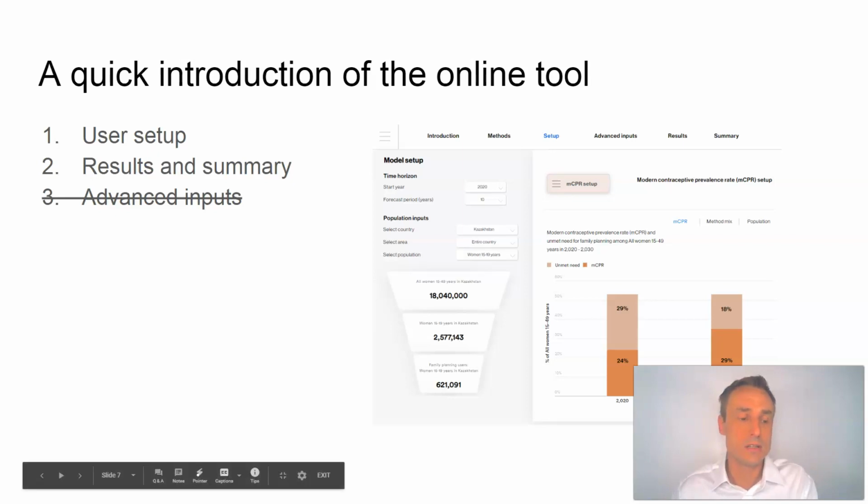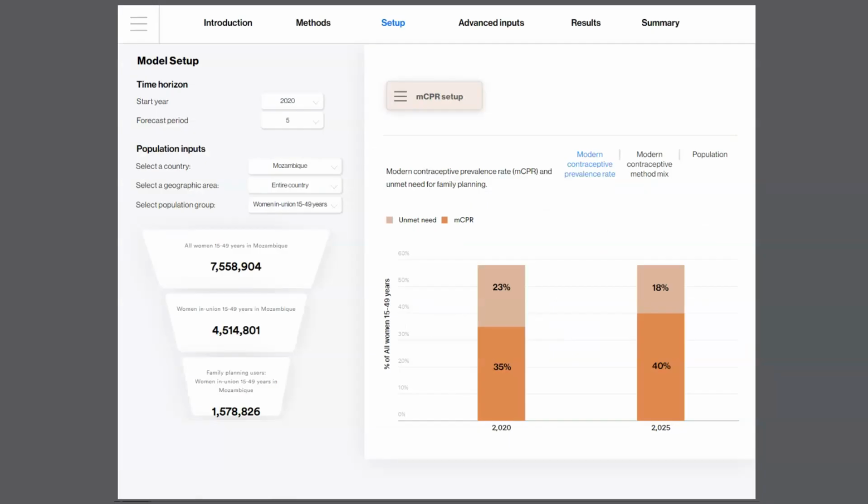Okay, let's get started. Here I'm going to walk you through the model as you would be using it in your meetings. We have on purpose limited the number of inputs that the user needs to select. So you start by selecting the time horizon, typically the year where you have the latest contraceptive prevalence rate data. In this exercise, we assume that it's 2020.